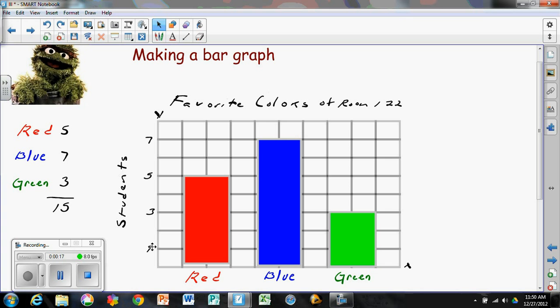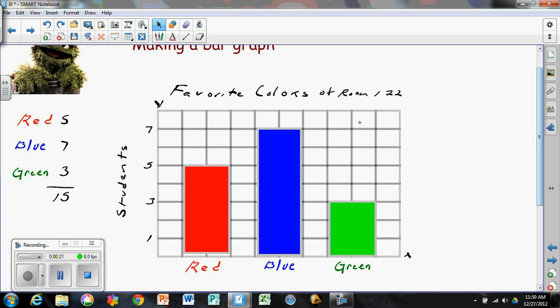A couple things to remember about a bar graph. In a bar graph, we want to first of all give ourselves a title. In this case, the title of our bar graph was the favorite colors of room 122. Again, not very exciting, but it gave us some good information to use to make a bar graph. And we found that given the three choices, red, blue, and green, 5 students liked red, 7 liked blue, and 3 liked green.